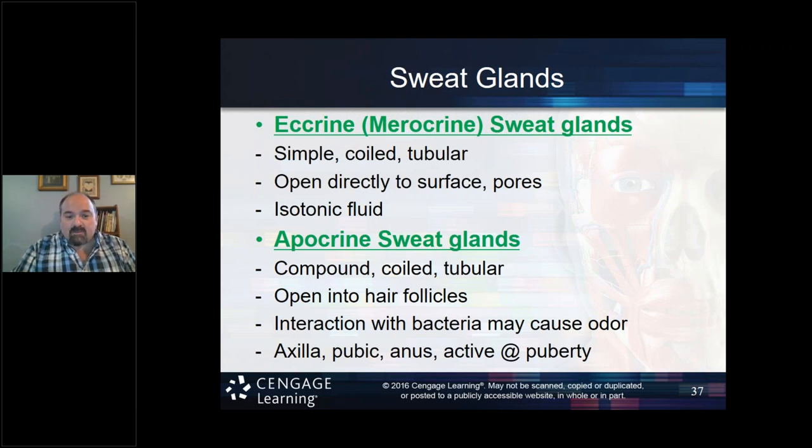They also produce a little bit of an odor because there's a different structure to the sweat in comparison to the merocrine sweat glands. On your forehead, your scalp, your body, it's a lighter, thinner fluid, whereas in the axilla and the pubic region it can be a thicker type of fluid. And really, the bacteria that are using that for food can cause an odor.